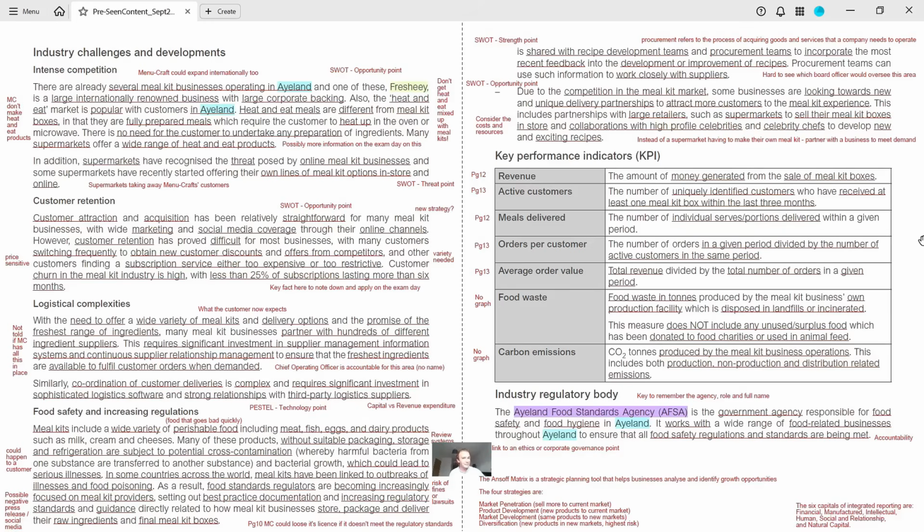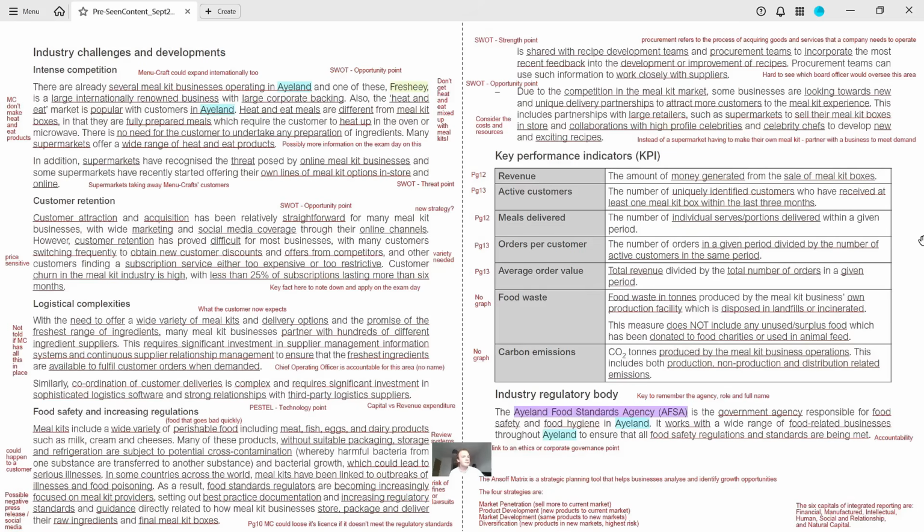Heat and eat meals are different from meal kit boxes in that they are fully prepared meals which require customers to heat them up in the oven or microwave. So in other words, microwave meals as if you're going to a supermarket. There is no need for customers to undertake any preparation of ingredients. Many supermarkets offer a wide range of heat and eat products. So that is where you've got to get down.